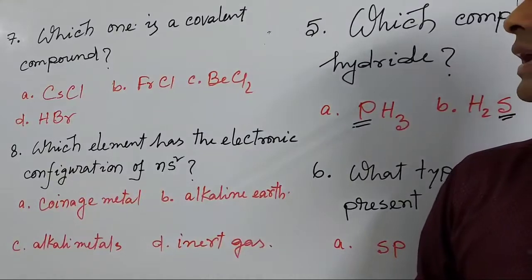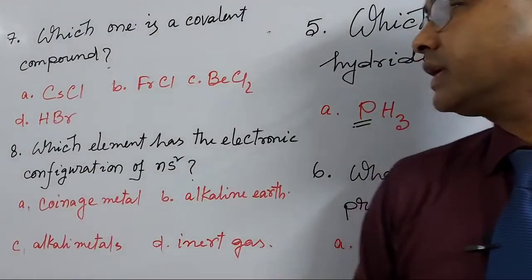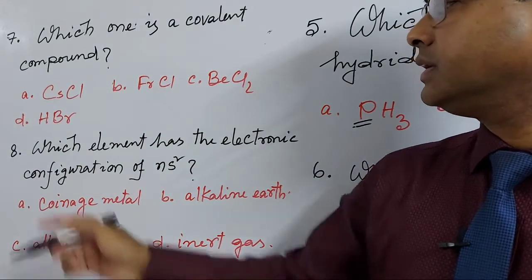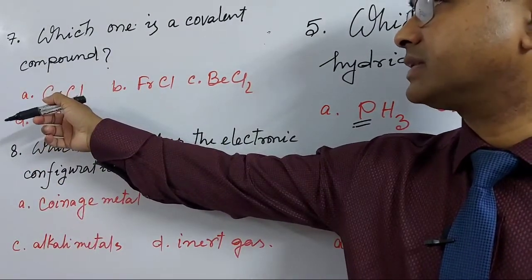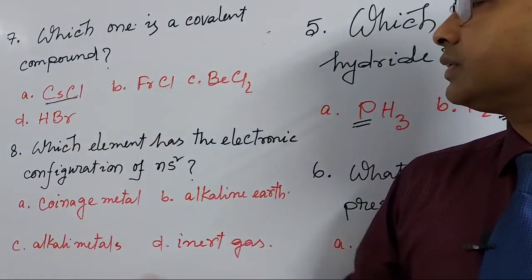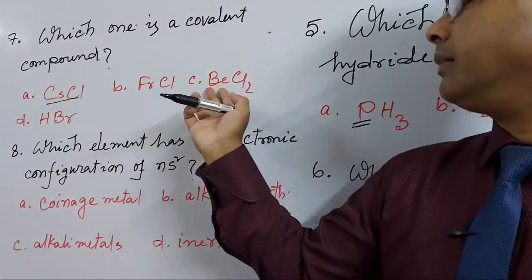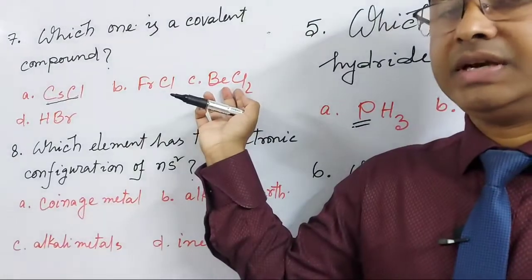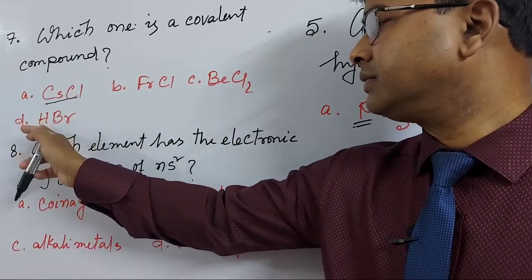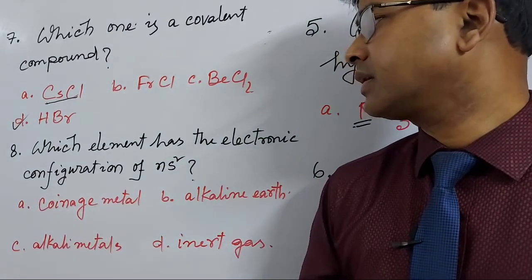Which one is a covalent compound? Students, if you observe those formulas, you will see cesium chloride. Here cesium is a metal. Metal does not form any covalent compound, so it will not be covalent. Francium chloride, francium is also a metal. Beryllium chloride, beryllium is an alkaline earth metal, and hydrogen bromide. Here both hydrogen and bromine are non-metals, so of course hydrogen bromide is a covalent compound.